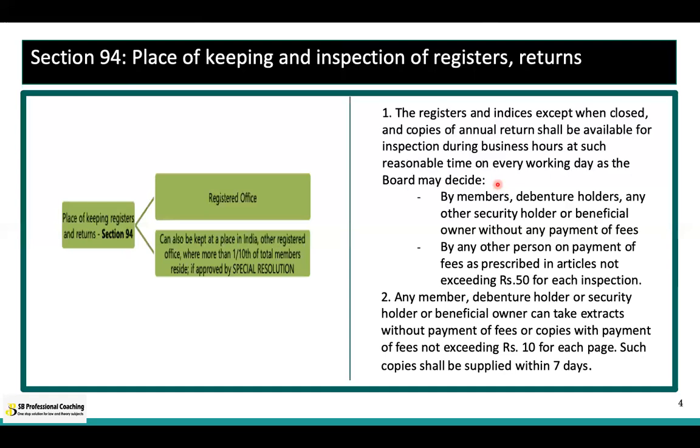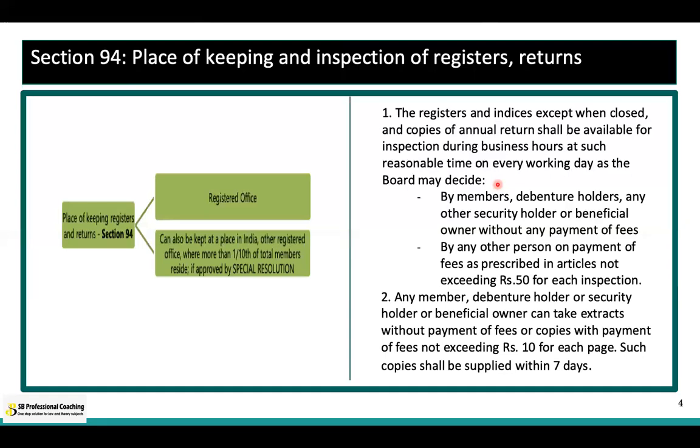Now, Section 95 is only a one-line section. It says that the registers and returns maintained by the company are prima facie evidence for whatever purposes they have been maintained.